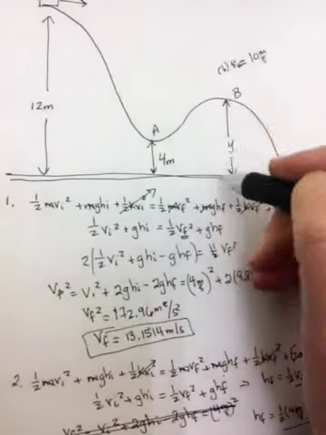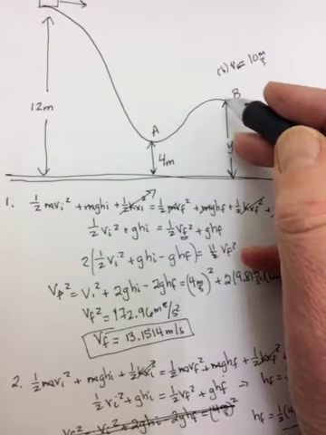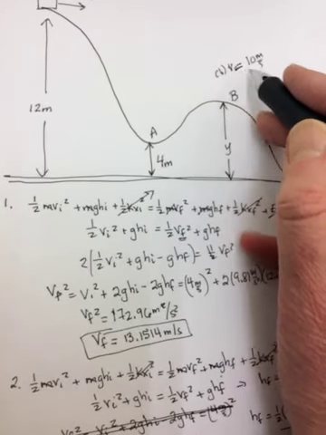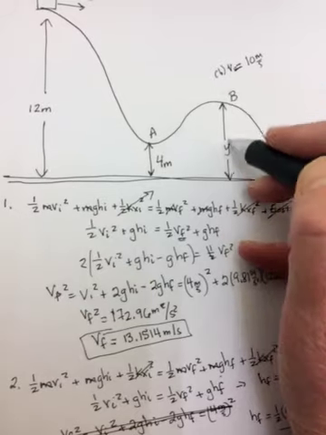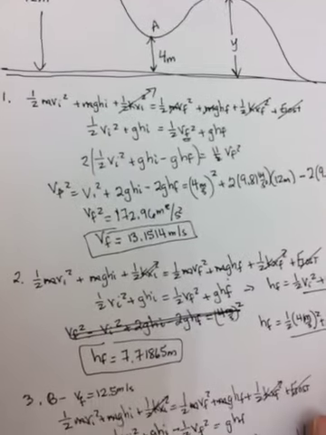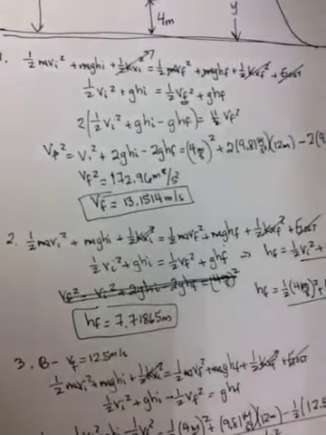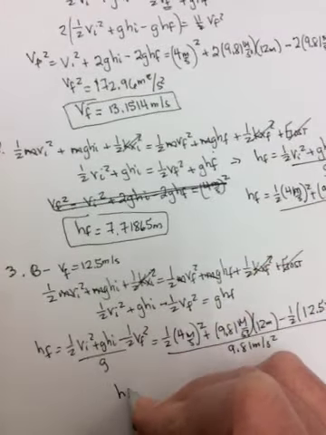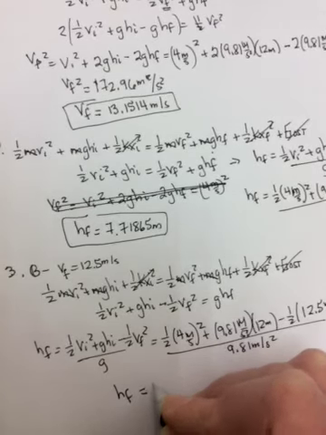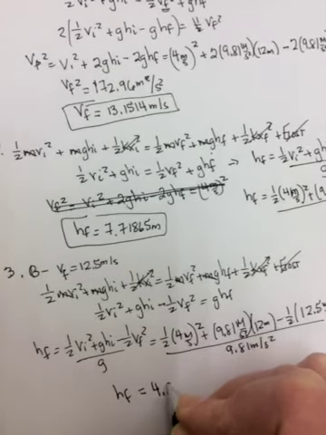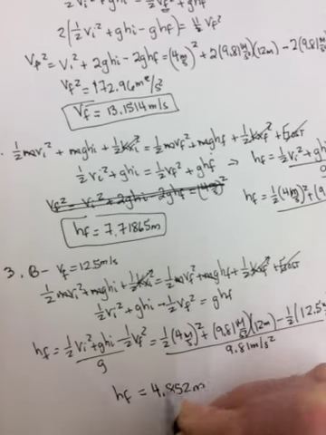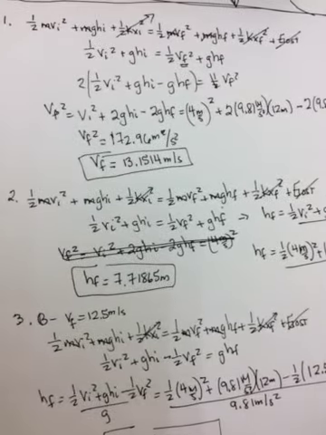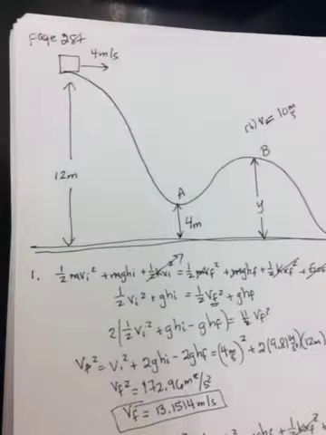Okay, and so if you think about this, the only difference from number 2 to number 3 is they made the speed at B bigger. And if they made the speed at the top of the hill bigger, it means the height of the hill should be lower, not higher. So when you punch all of this in, you should get an HF to be 4.852 meters. Okay, so hopefully you're getting a handle on the big equation and realizing it's not that bad.